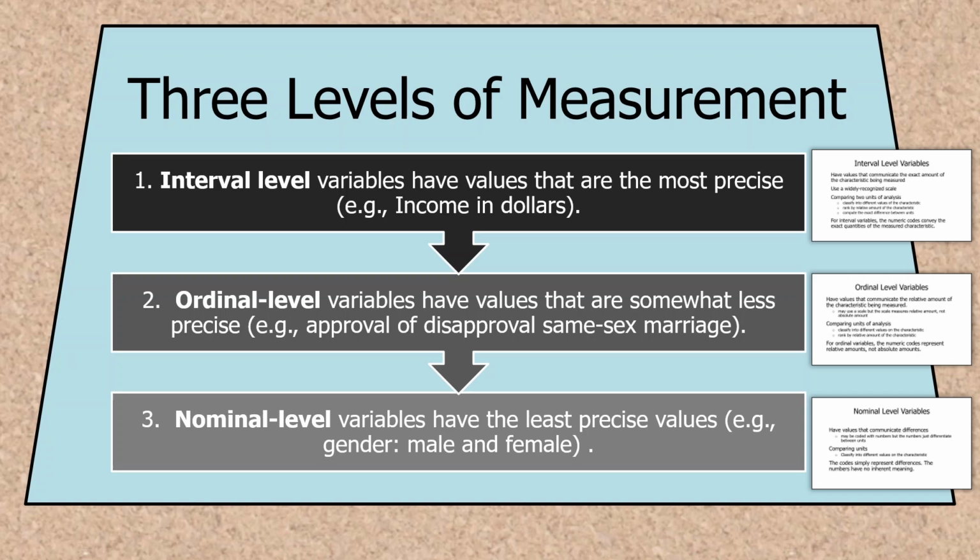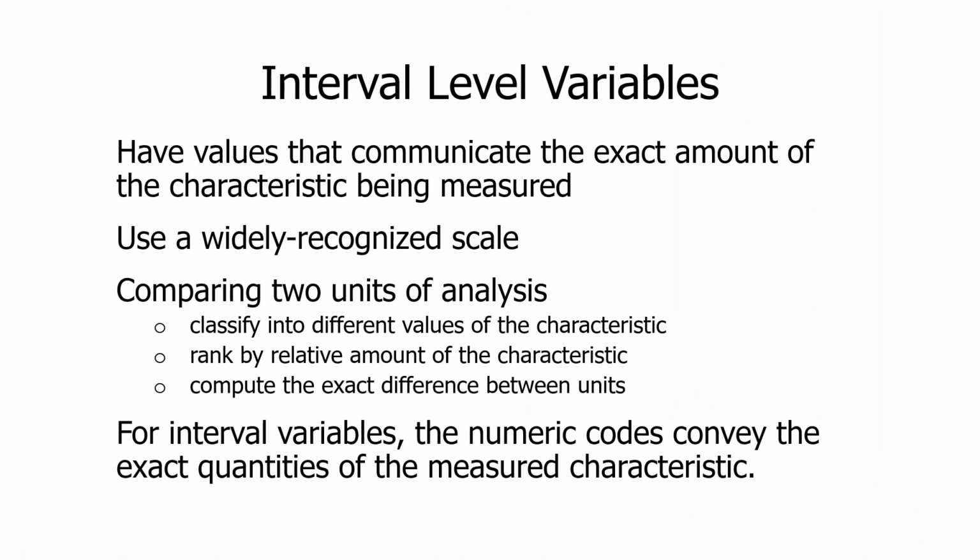Let's have a closer look at these. Interval level variables have values that communicate the exact amount of the characteristic being measured. When you look at the numeric codes of an interval level variable, they are the characteristic you're measuring. So you look at age and years. You'll see that coded as just age and years, and you'll say, okay, that doesn't stand for anything. That is the quantity that I'm measuring.